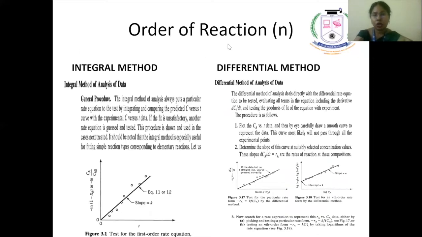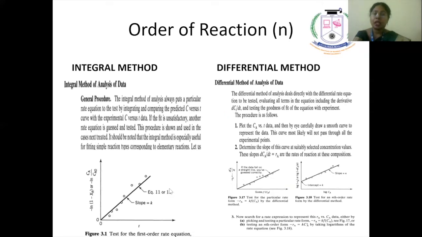As we have seen, the order of the reaction can be found by experiments. Two different methods are utilized to find out the order. One is the integral method and the other is the differential method. As per the integral method of analysis, it always puts a particular rate equation to the test by integrating and comparing the predicted C versus t curve with the experimental C versus t data. If the fit is unsatisfactory, another rate equation is guessed and tested.